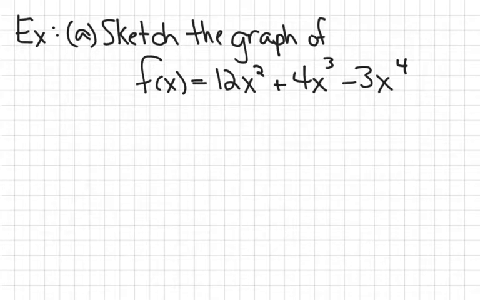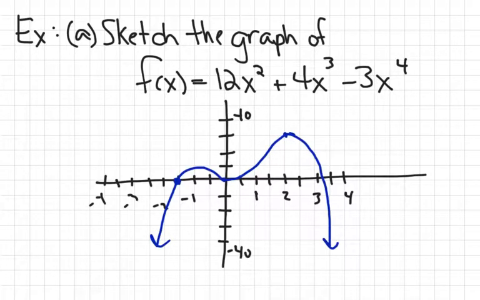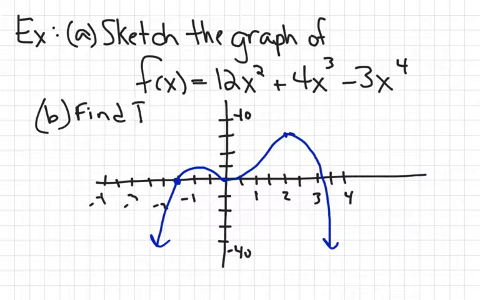In this next example, the first thing that you're going to do is you're going to sketch the graph of f of x equals 12x squared plus 4x to the third minus 3x to the fourth. And you're going to do it in your graphing calculator, and you're going to change the window until you have a nice sketch in your window. And it should look something like this. The next thing that I want to find is the domain and range. So let's find D and R.